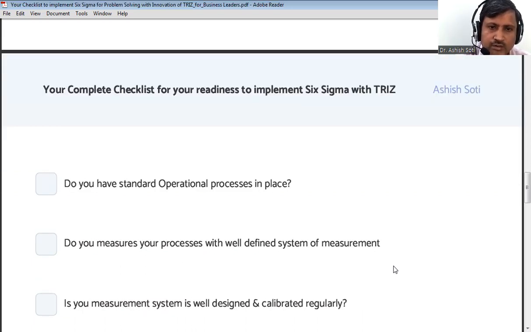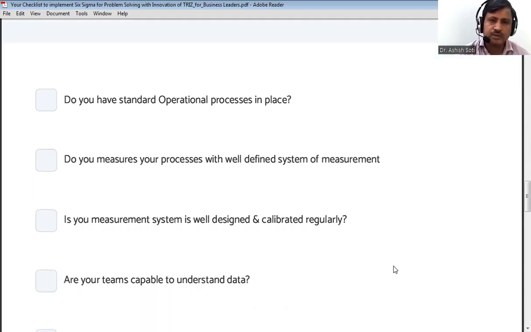Do you measure your process with a well defined system of measurement? Now once you have an operational process, how do you measure your process? You should have some in-between points, some places where you measure whether your process is moving on the right path. Like when you travel from one place to another, after some time you see the road map, or the boards displayed on the roadside, to see the right direction. Should I go right, or left, or forward?